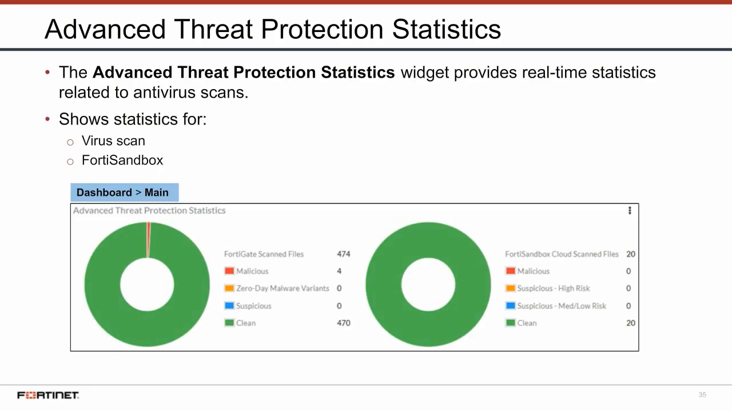You can find virus scanning statistics on the Advanced Threat Protection Statistics widget on the dashboard. If your FortiGate is submitting files for sandboxing, it keeps statistics about the number of files submitted and the results of those scans. These statistics are separate from files that are scanned locally on FortiGate.